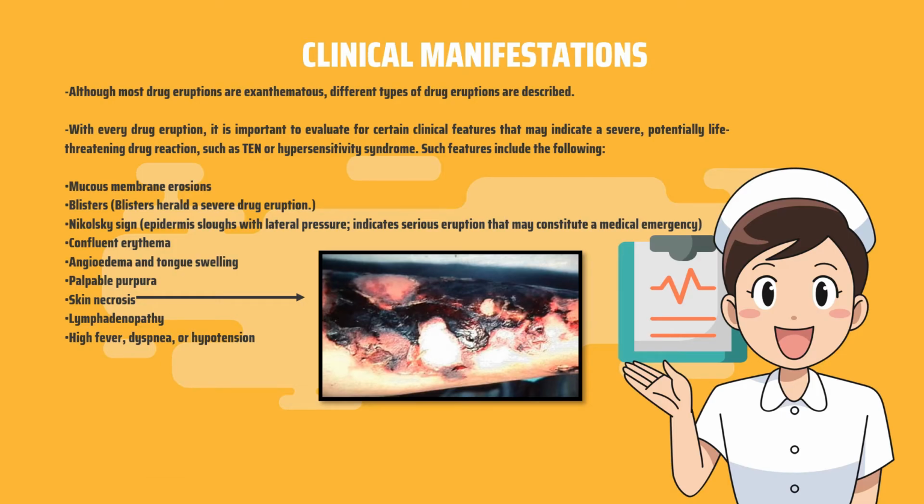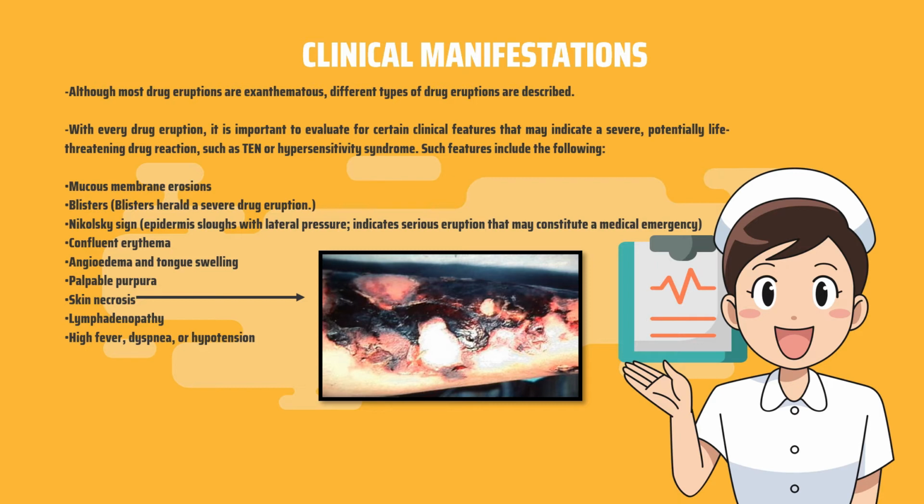In the clinical manifestations of medicamentosa dermatitis, although most drug eruptions are exanthematous, different types of drug eruptions are described. With every drug eruption, it is important to evaluate for certain clinical features that may indicate a severe, potentially life-threatening drug reaction such as TEN or hypersensitivity syndrome. Such features include the following: mucous membrane erosions, blisters, Nikolsky sign, which is epidermal slough with lateral pressure and indicates a serious eruption that may constitute a medical emergency, confluent erythema, angioedema and tongue swelling, and palpable purpura and skin necrosis.